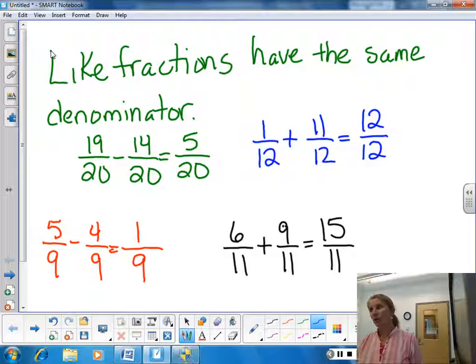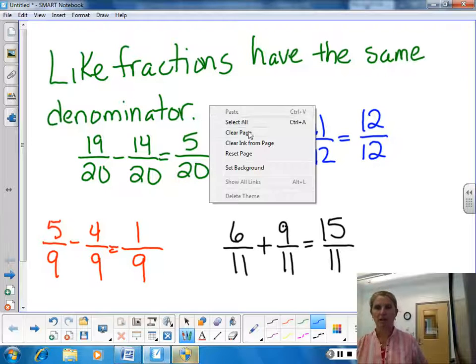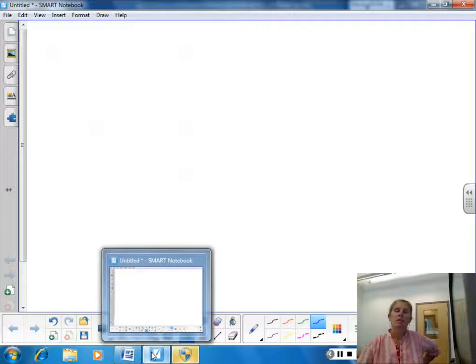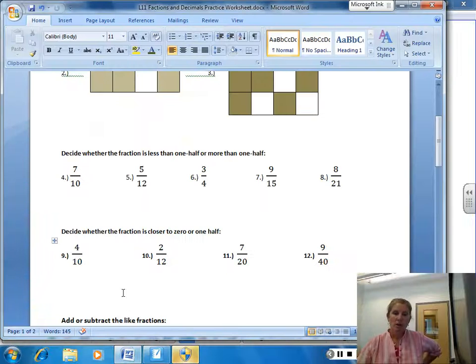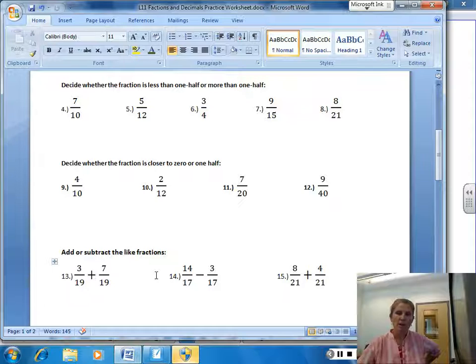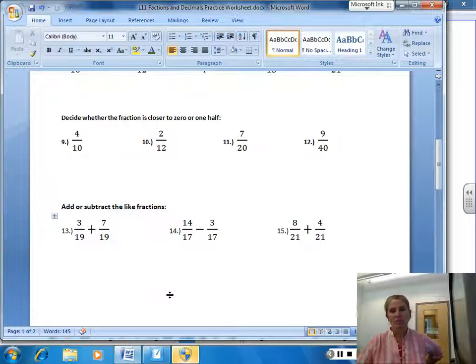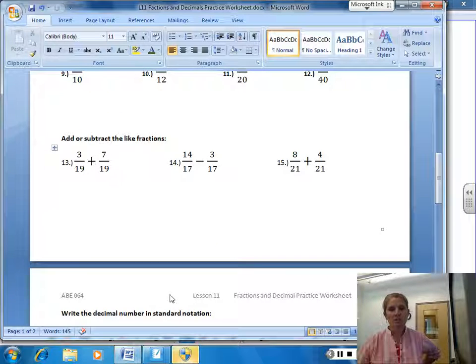The harder thing is going to be deciding whether it's a half or greater. That's harder than adding or subtracting, really, when you're talking about like fractions. So this part shouldn't be too bad. The other part is the harder part, deciding whether it's more than 1/2 or less than 1/2 or closer to 0, closer to 1. That takes a little more thought. Adding and subtracting the like fractions that I put here, the denominators are the same. All you have to do is keep the denominator and change the numerators by adding or subtracting them.